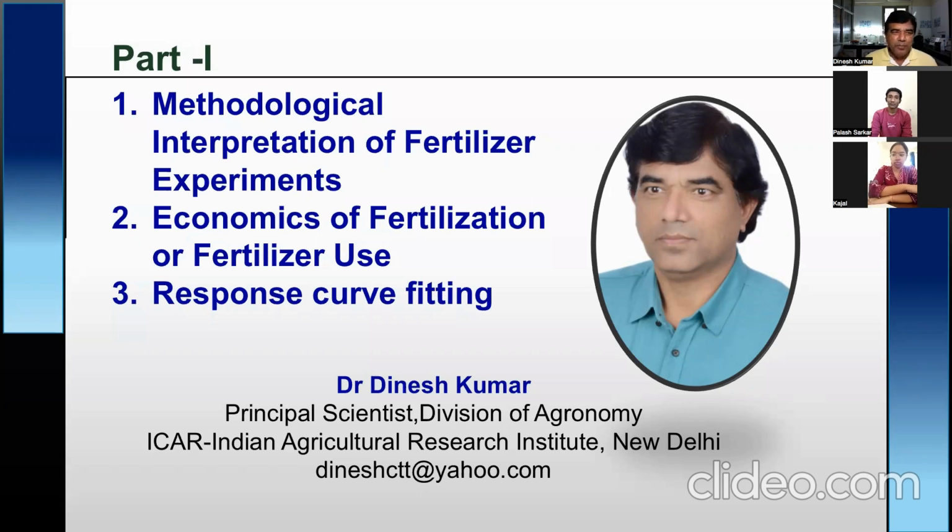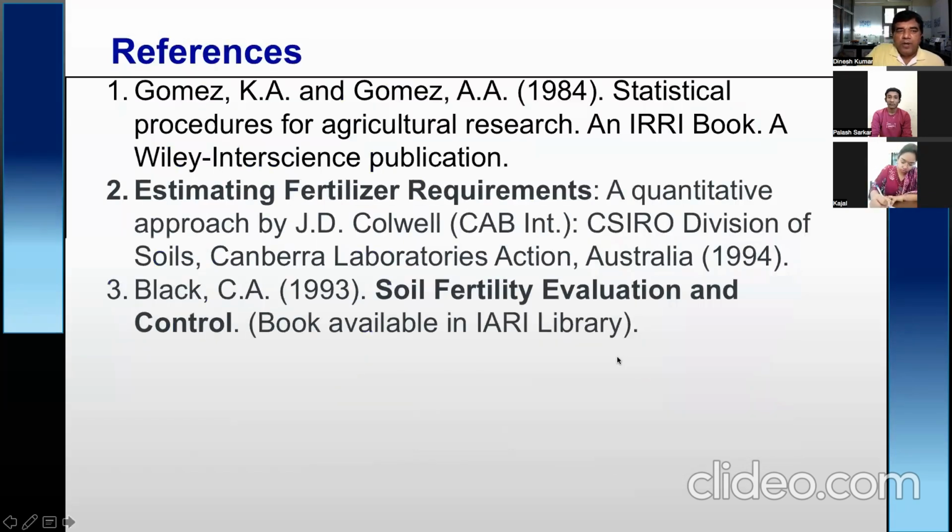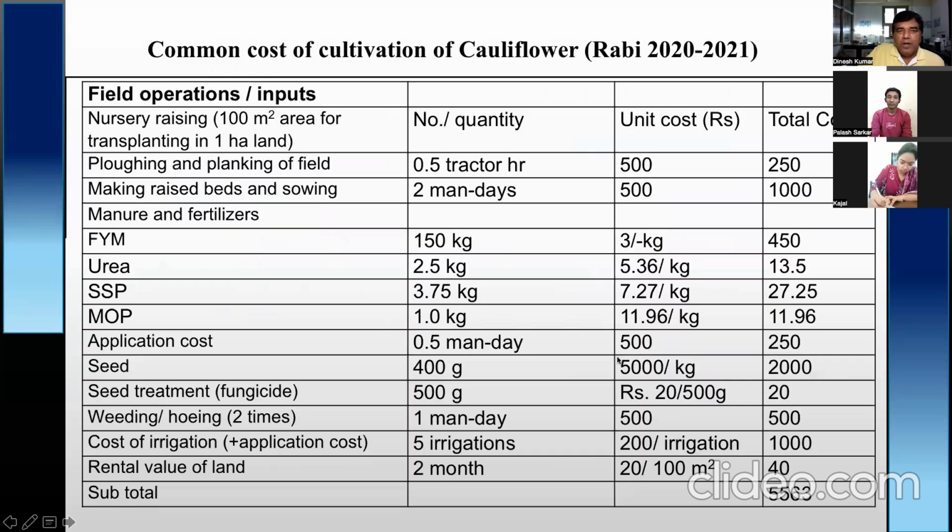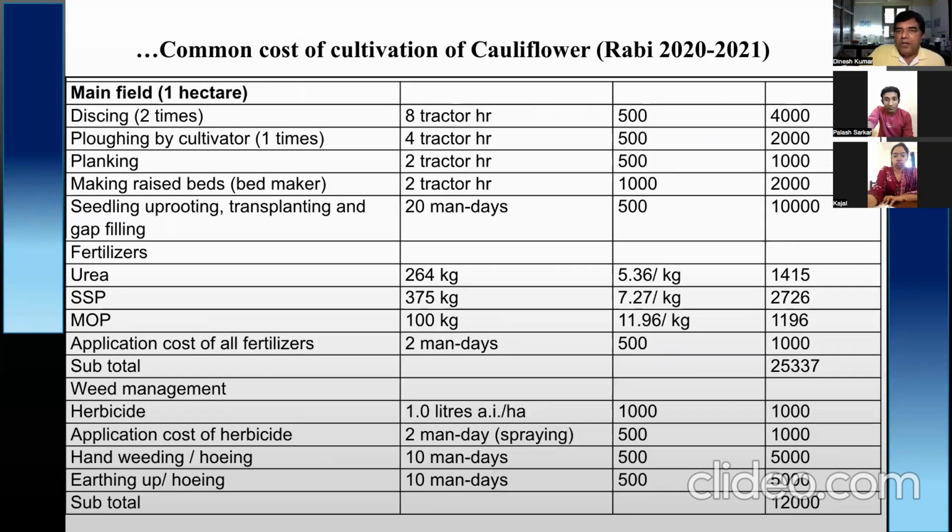So we continue with the topic, methodological interpretation of fertilizer experiment. I just already gave you introduction to this chapter. You have already noted down references, and you also know what we are going to cover in this lecture. I started with showing you how to work out the economics of crop production or crop cultivation, giving example of cauliflower or rice. So in this case, we need to work out the common cost of cultivation, and then the additional cost due to variable or due to treatment. So that way we can work out the economics.